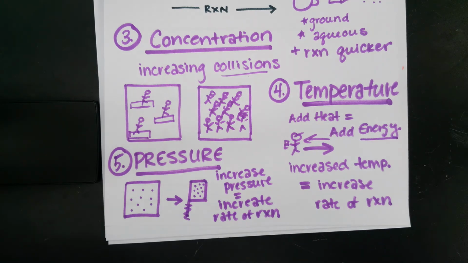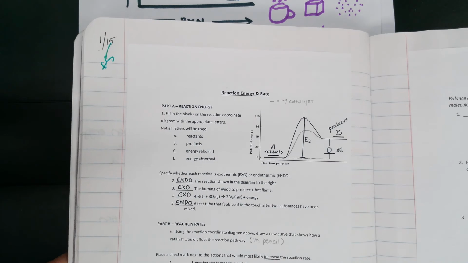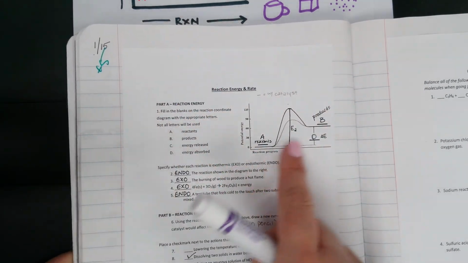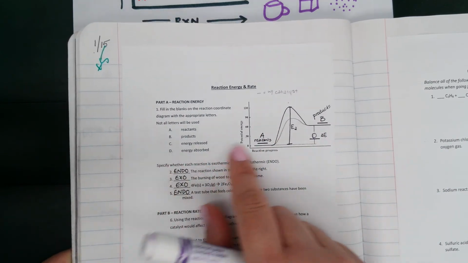So make sure to go ahead and go through this next page in that packet. It says rate of reaction, and I will post an answer key for this. The most important part I'm going to want you to focus on is this part up here. So make sure you're really working with this graph and going through those questions, okay?